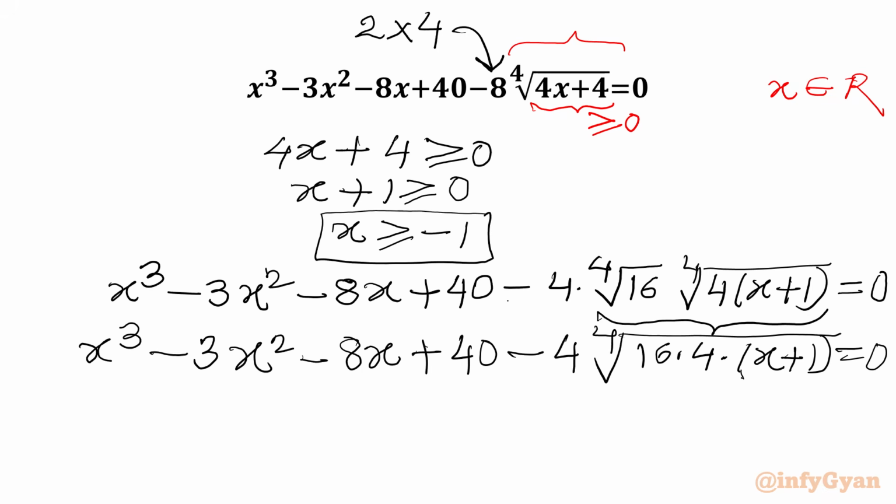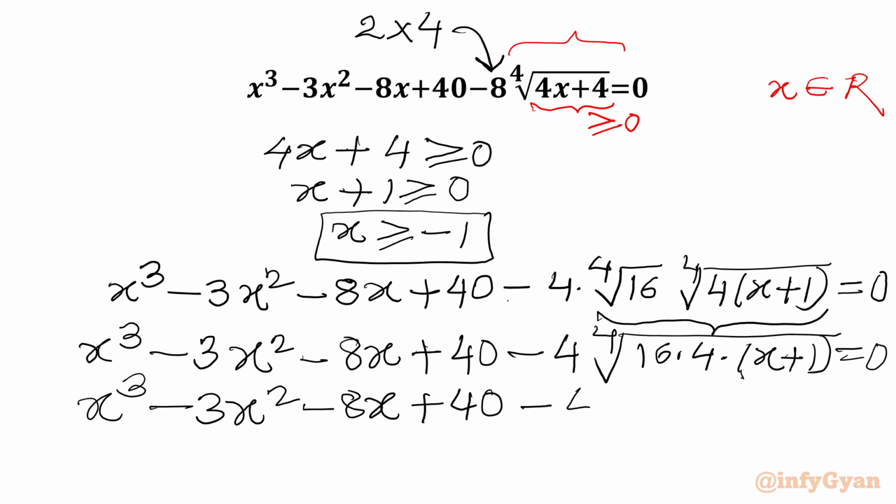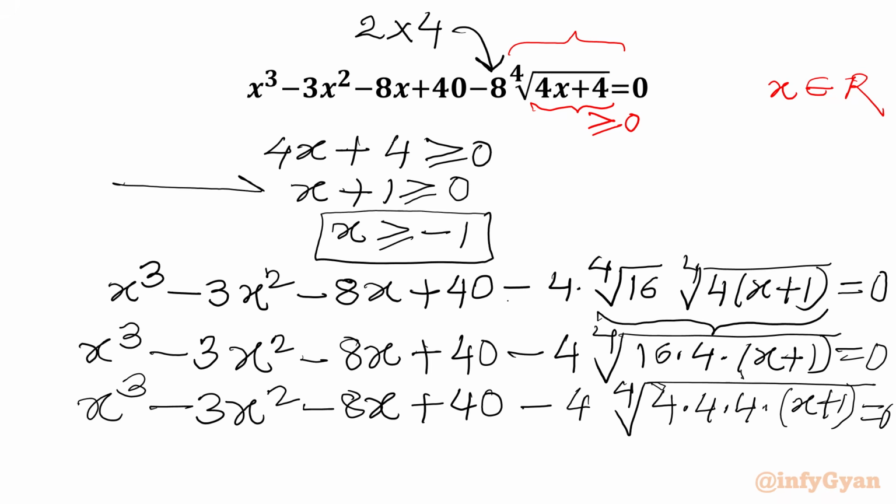Now 16 is 4 square. So we will write x cube minus 3x square minus 8x plus 40 minus 4 times the 4th root of 16, which is 4 times 4. Then we have another 4. Then we have x plus 1 equal to 0. Now here we have x plus 1 is greater than or equal to 0. If we check our equation, it is not satisfying for equality.